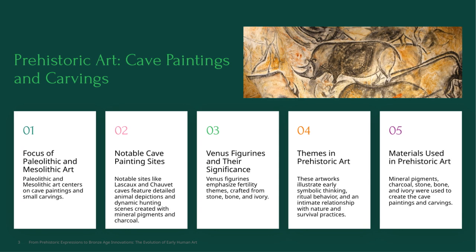Alongside these paintings, we find Venus figurines, small sculptures made from stone, bone, and ivory, that highlight themes of fertility. These artworks go beyond simple decoration, they reveal early symbolic thinking and ritual behavior, showing a deep connection between humans, nature, and survival. The materials they used were all sourced directly from their environment, reflecting a resourceful and intimate relationship with the world around them.